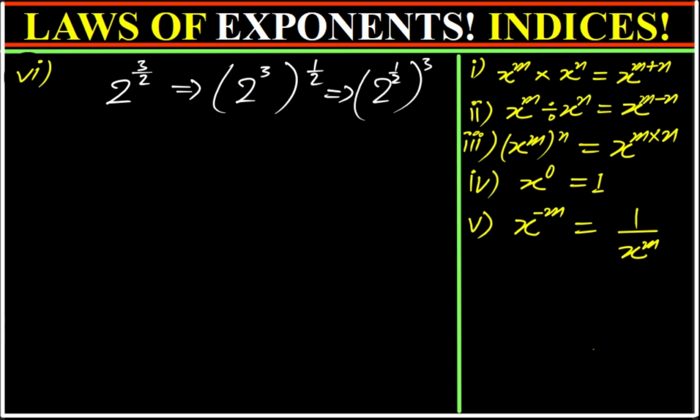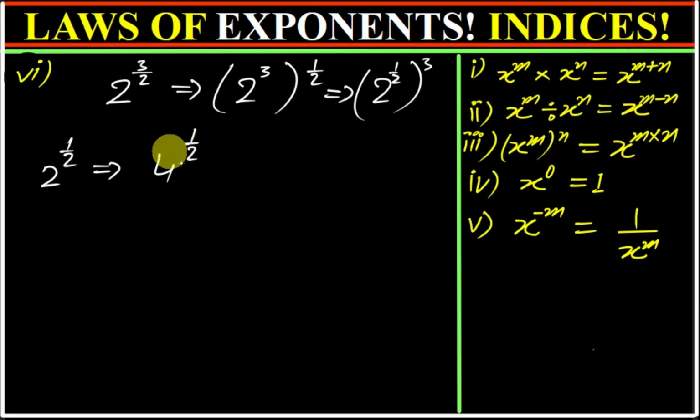And what does it mean if something has a power like 2 raised to the power 1 by 2, or suppose 4 raised to the power 1 by 2? It means it is the second root, that is, the square root.